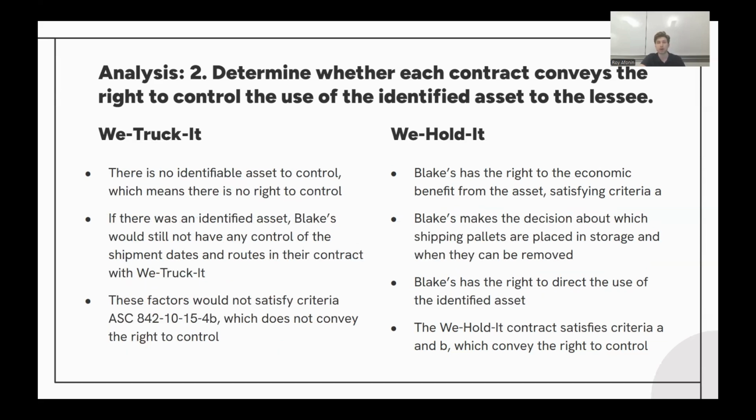For We Truck It, since there is no identifiable asset to control, that means there is no right to control or the right to direct the use of the asset. And so for We Hold It, we do satisfy criteria A, which is the right to the economic benefit of the asset. And we also do direct the use of the asset because we make decisions about where the pallets will be stored and when they can be removed. Also, We Hold It has no dictates over our space. They can't use our space for their products as well.